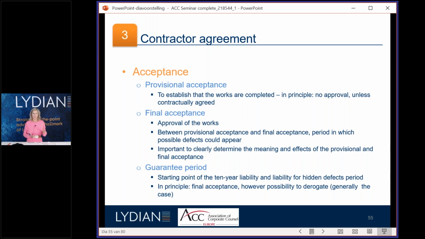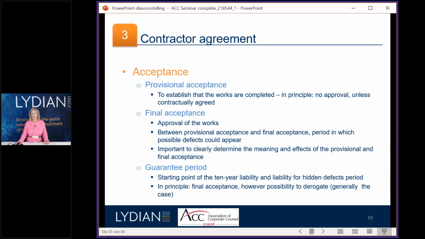And then between the provisional acceptance and the final acceptance, there will be a certain period of time, for example, 1 year. And in this period, the contractor will have to remedy all the defects which might occur. But it is very important to clearly determine the meaning and the effects of the provisional as well as the final acceptance in the contractor agreement.